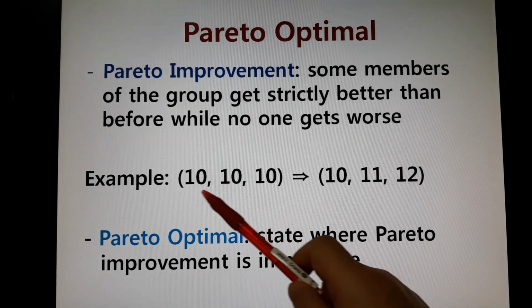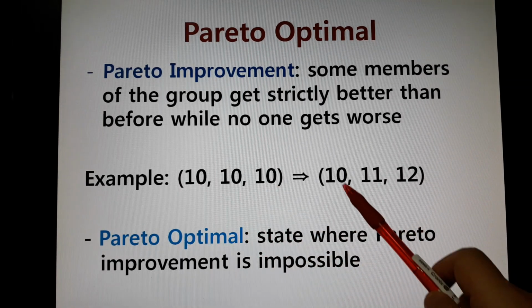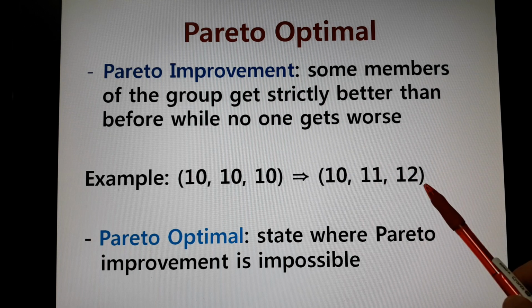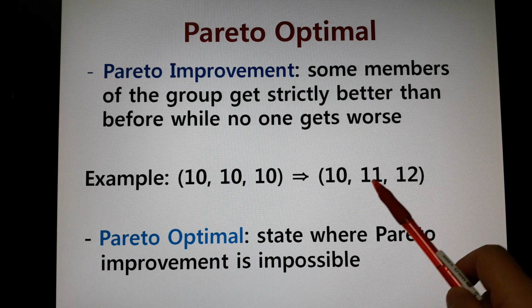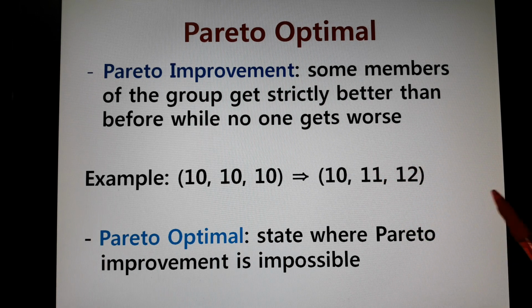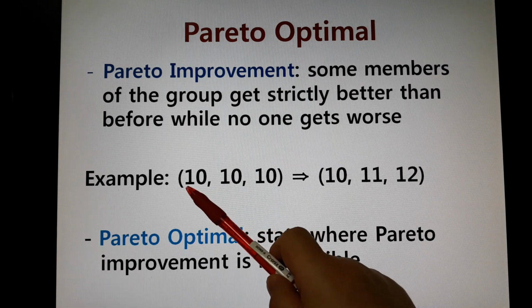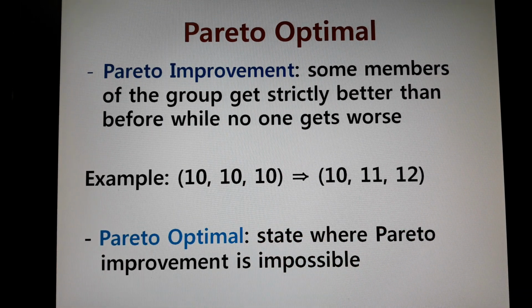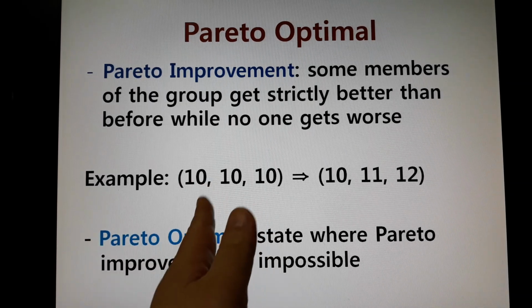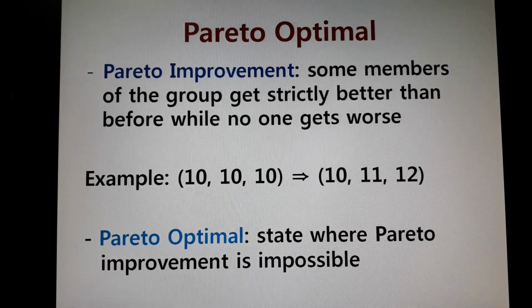On the other hand, if it's 10, 10, 10, and it's 9, 100, 100, as a whole, the second and third person get really better, but the first person goes from 10 to 9, the first person gets worse. Then this change from the left side to the right side, we don't call that Pareto improvement. So for Pareto improvement, the first condition is nobody gets worse. The second condition is somebody gets better.